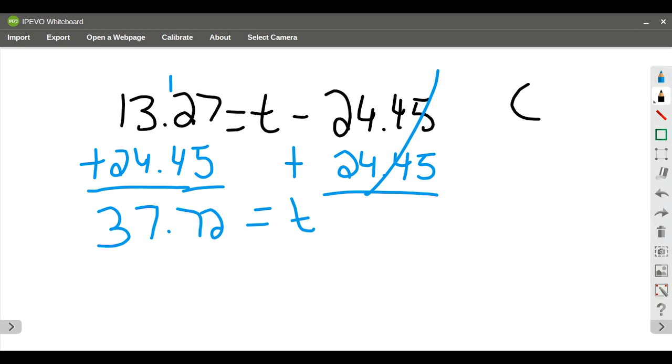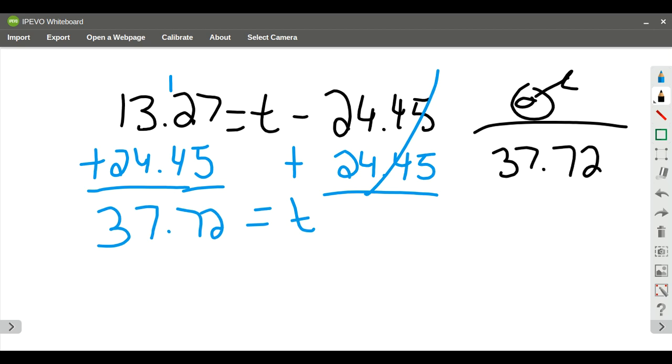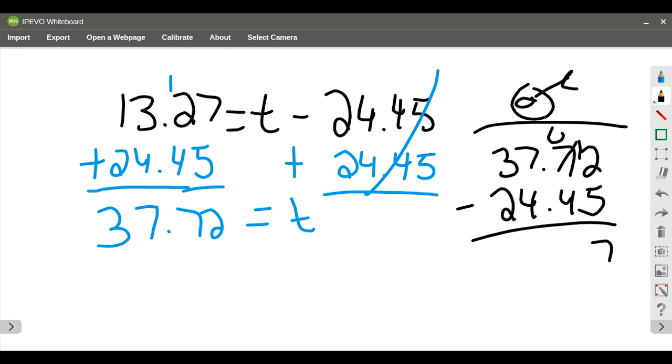So what I need to do now is go ahead and do my proof to check it. I'm going to set this problem up vertically. 37.72 subtract 24 and 45 hundredths, and I should get an answer of 13 and 27 hundredths if I did my math right. So I regroup. 12 subtract 5 is going to be 7. 6 subtract 4 is going to be 2. Bring down my decimal.